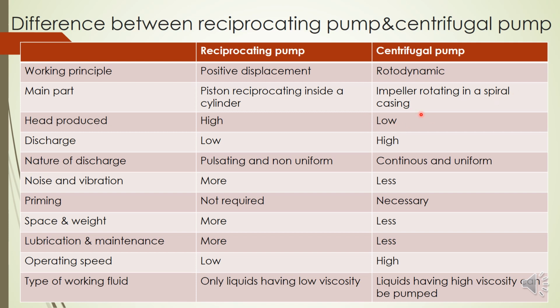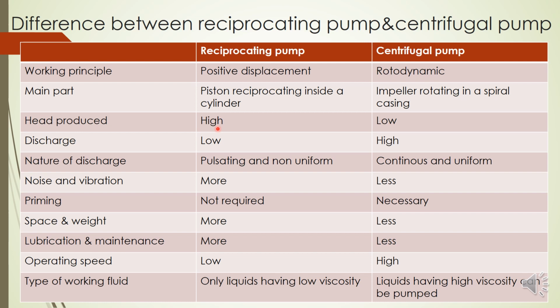a spiral casing. And another important thing is reciprocating pump will produce high head compared to centrifugal pump. In the centrifugal pump, the head will be low, but on the other hand, it will produce high discharge. So that is a major comparison of these two. The reciprocating will have high head and low discharge. Centrifugal pump will have low head and high discharge. So both are inversely proportional.